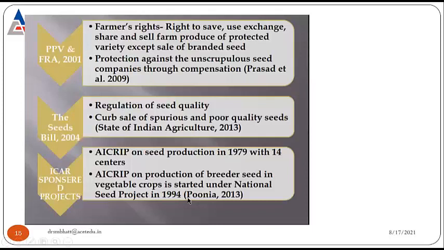Then in 2001 there was the establishment of farmers' rights, where farmers were given full right to save the seed, use, exchange or sell it. Because after the implementation of patenting, there was a ban on the right to save, and farmers could not use, sell, or exchange the seed with each other. They always had to buy, right? So there must be quality seed production.